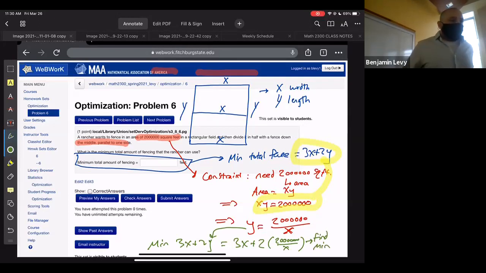So I would like you to finish that one. I don't really think I want to do it for you, but I think it's similar to one of the ones we looked at.